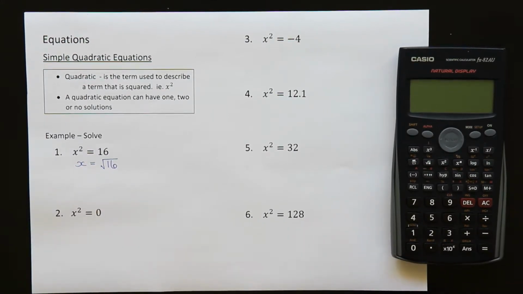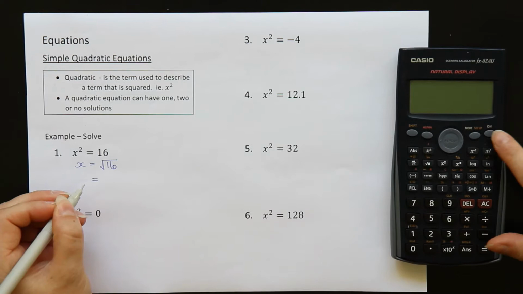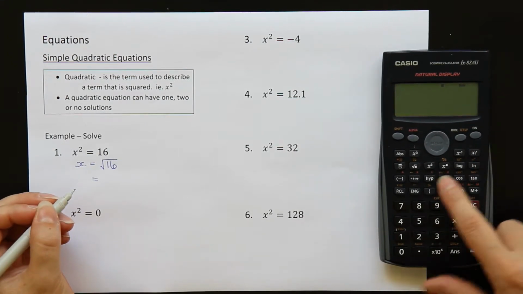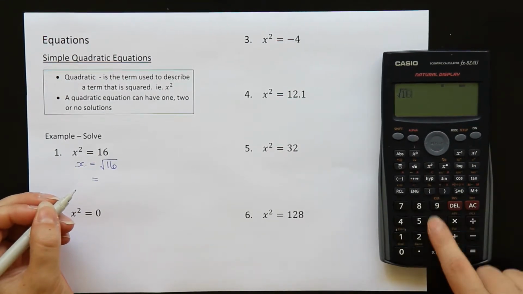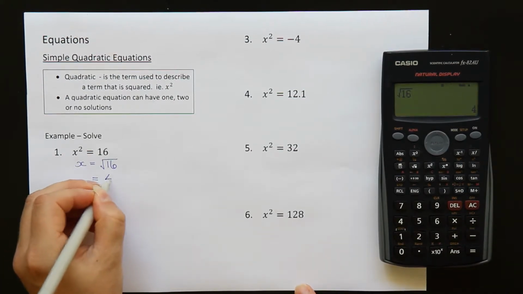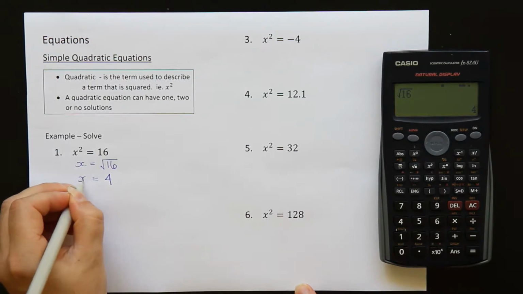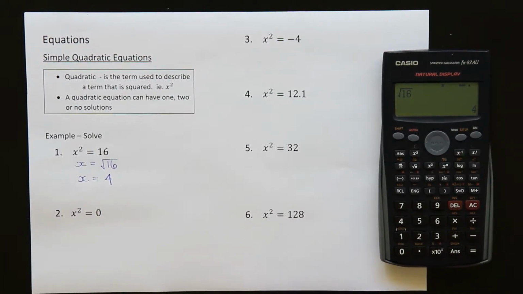Okay, that's the opposite. Now the square root of 16, you can type that in if you need to in your calculator. There's a square root button, 16. It is equal to 4. Okay, now there is a little catch though. X is not just equal to 4.